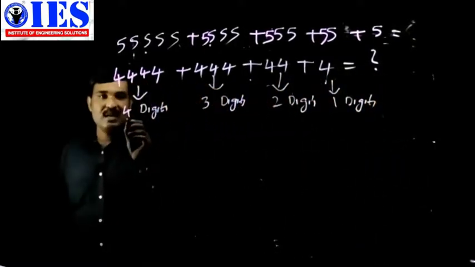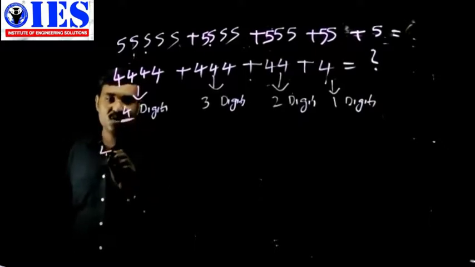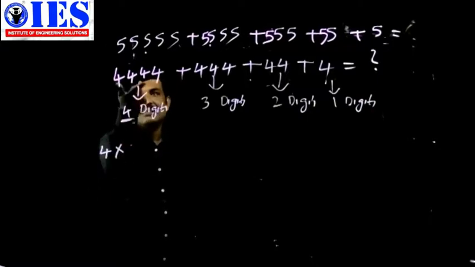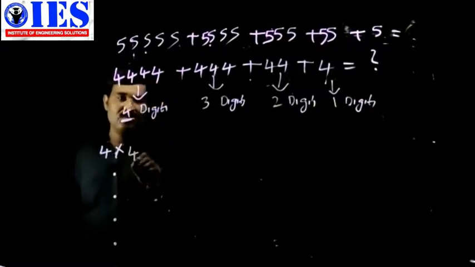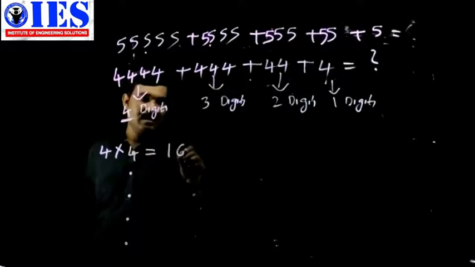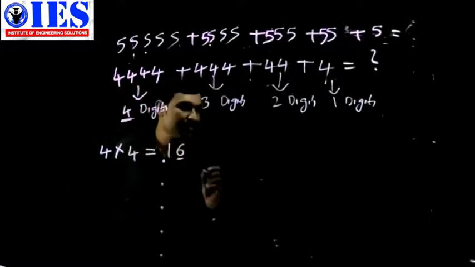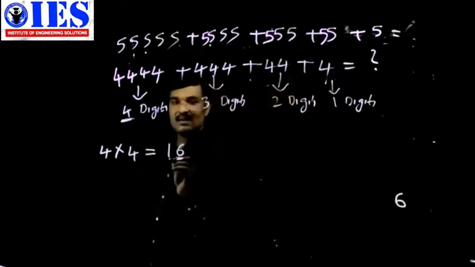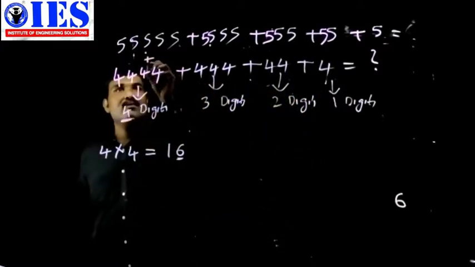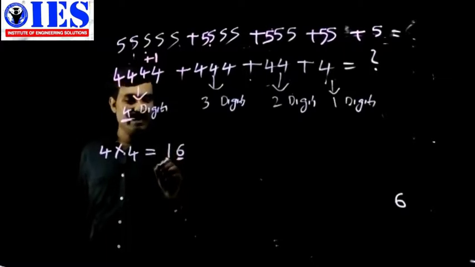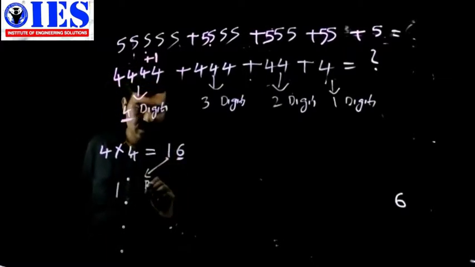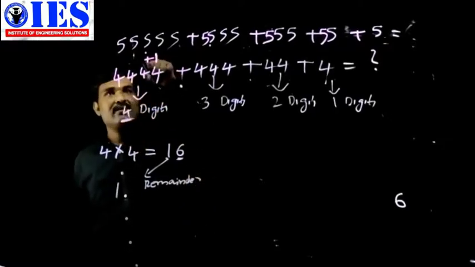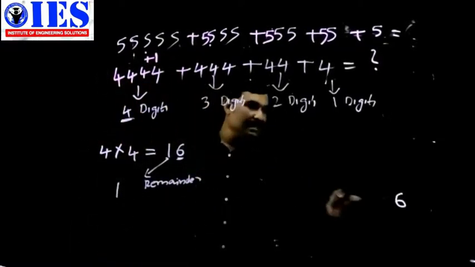So this is 4 digits. I'm using this 4, so 4 multiplied by this stands for digit. Here this is 4, 4 into 4, that will result in 16. Now I'm taking this 6, writing this 6 here. Now 1 is the remainder. So 1 is the remainder, and I'm adding this 1 here as remainder and writing this 6 here.